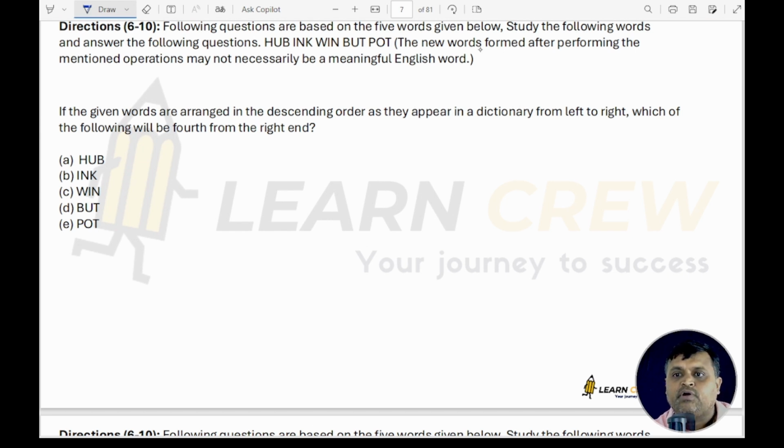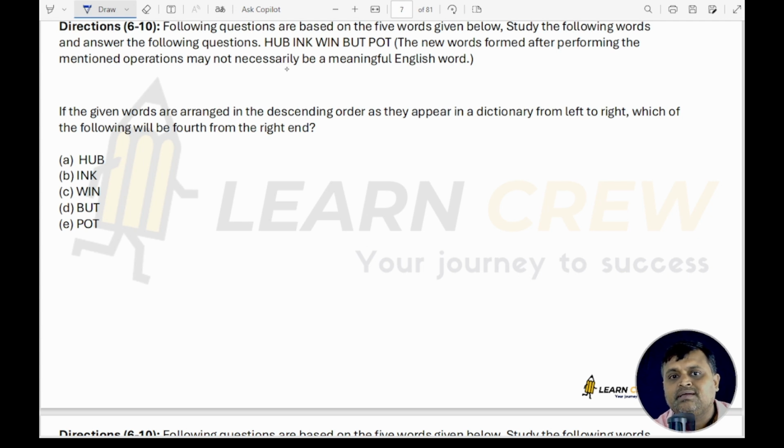You study the following words and answer the following questions. HUB, INK, WIN, BUT, POT. The new words formed after performing the mentioned operations may not necessarily be a meaningful English word. If the given words are arranged in the descending order as they appear in the dictionary from left to right, which of the following will be fourth from the right end?